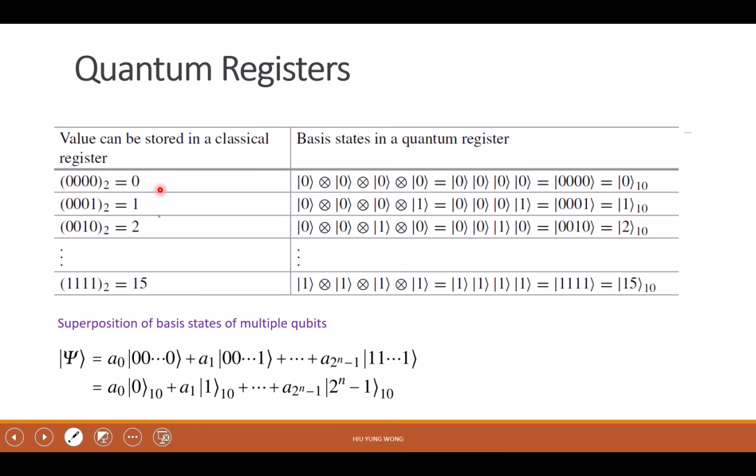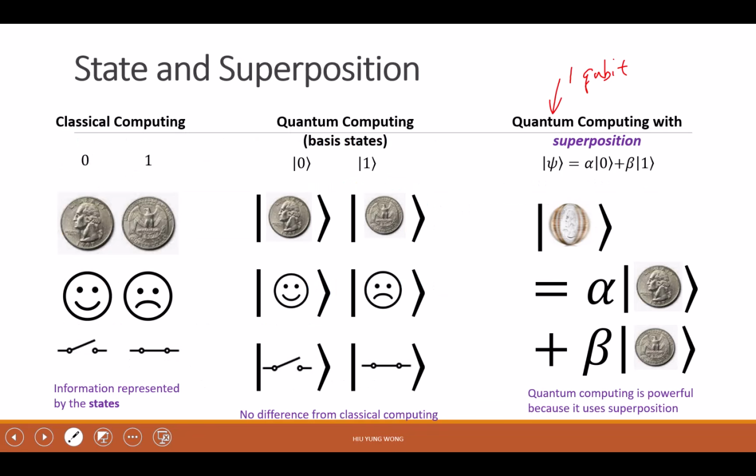0000 is 0. This is 1, so I have 16 possible values. So this represents 16 possible basic states because now I have 4 bits. Okay? Now, based on what we discussed earlier, if I have 4 qubits in a quantum register, then I also have 16 possible basic states. So here, I remind you, for 1 qubit, classical is 0 or 1. Then for quantum computer, I have 0 or 1 basic state.